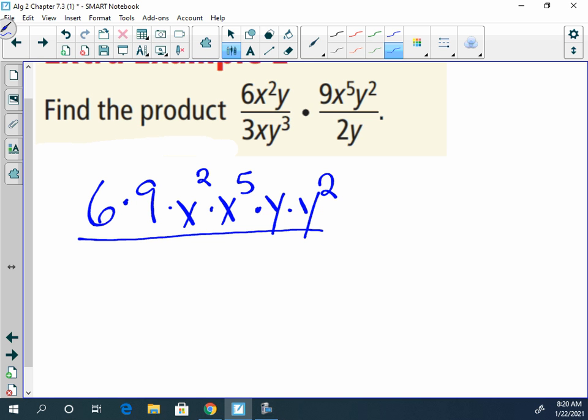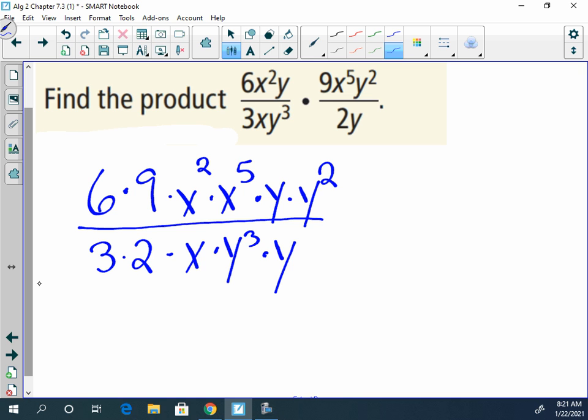Now the denominator, well, we have our 3 times 2. But we only have one x, and then we have y cubed times y. So we're multiplying our like terms together, yes? Now, is there anything that says that we can't simplify at this point here? I mean, if I simplify here or I simplify later, it still gets simplified, yes? So would it be easier to simplify now or simplify later?